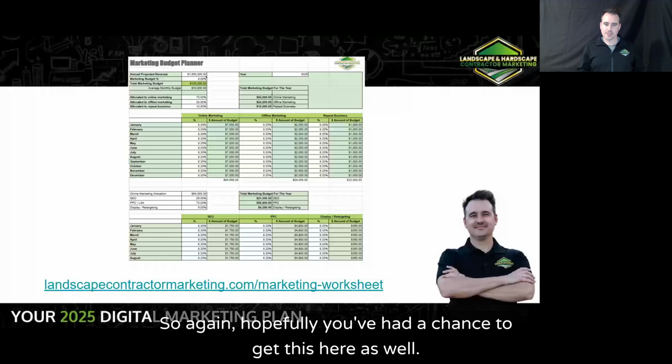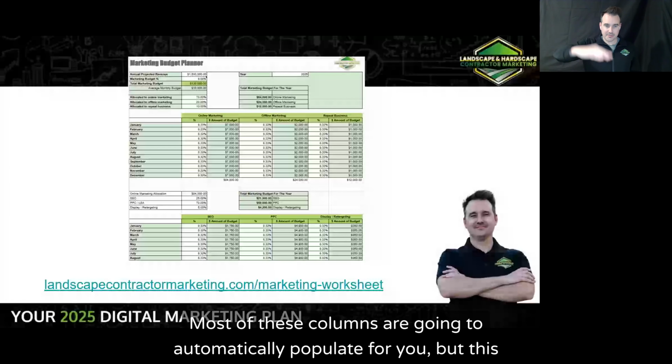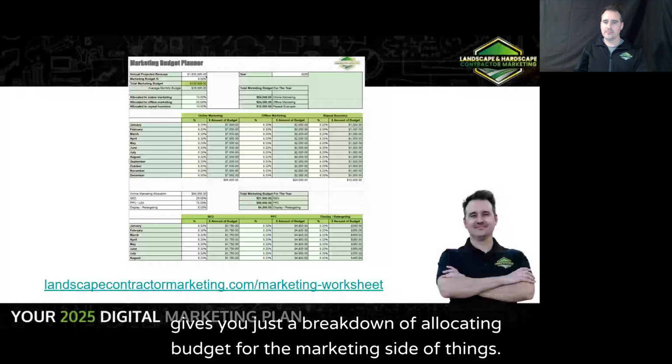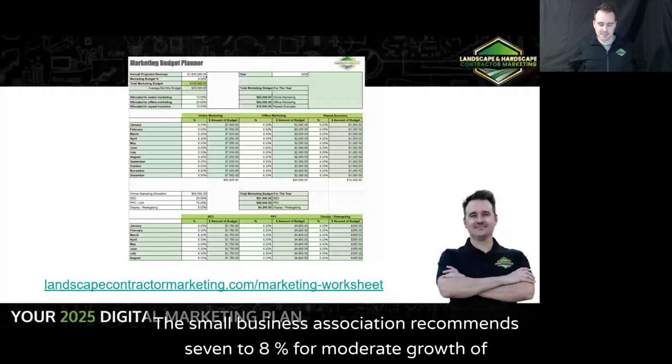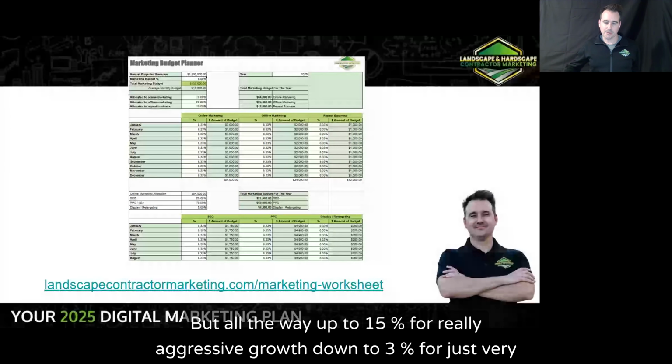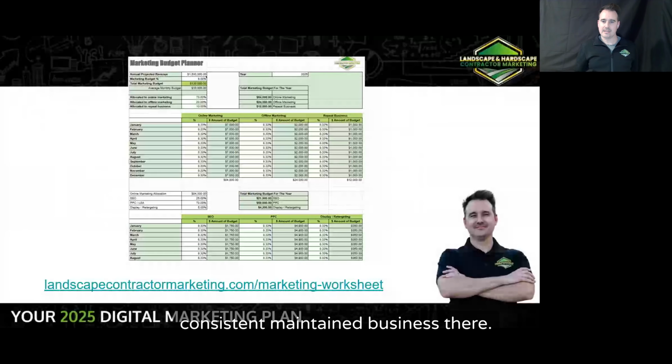Then we have the worksheet. So again, hopefully you've had a chance to get this here as well. Most of these columns are going to automatically populate for you, but this gives you just a breakdown of allocating budget for the marketing side of things. And we see 8% has been a typical percentage of annual revenue. The Small Business Association recommends 7 to 8% for moderate growth of businesses as well, but all the way up to 15% for really aggressive growth, down to 3% for just very consistent, maintained business there.